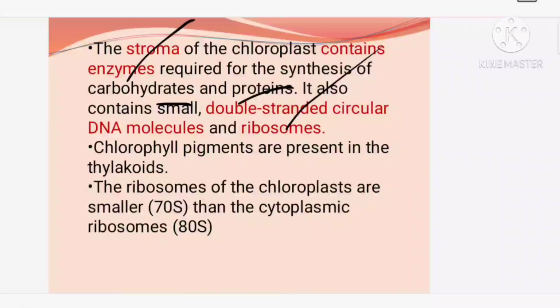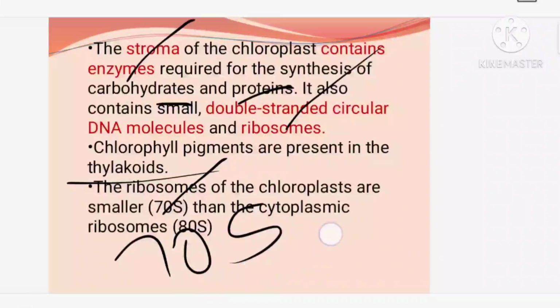Now, the chlorophyll pigment, where is it present? In the thylakoids. In the grana only you can find the chlorophyll pigment. And the ribosomes of the chloroplast are 70S. I told you it is 70S in prokaryotes, as well as inside the mitochondria and inside the chloroplast of the eukaryotic cell. But when you are seeing a eukaryotic cell, the ribosome which is present in the cytoplasm is 80S, okay. These things we have already discussed, right.